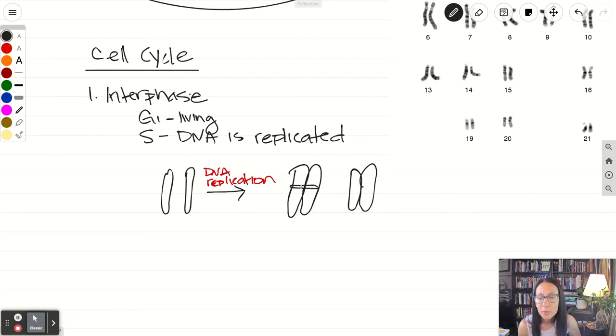are held together by a belt called a centromere. Okay, centromere is the belt. And each of these chromosomes are identical. And they are called sister chromatids. Sister chromatids are identical.